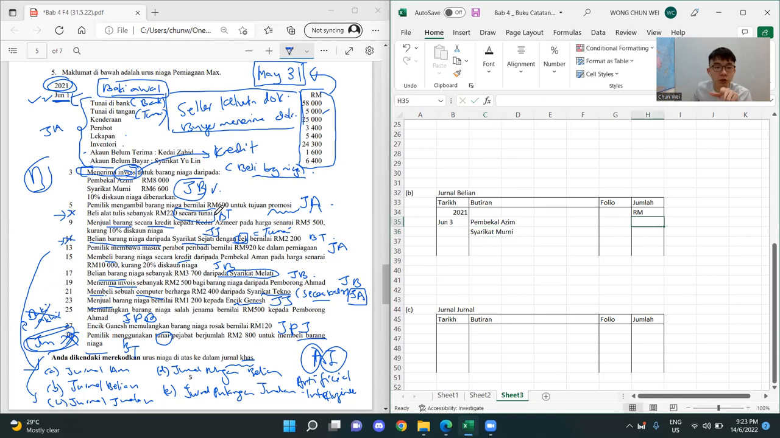Now look at this question carefully. Kita menerima invois untuk barang 8,600, and then here they say 10% diskaun niaga dibenarkan. Look carefully. This is diskaun niaga, bukan diskaun tunai. Is there any other question? No. Okay, so this is diskaun niaga.